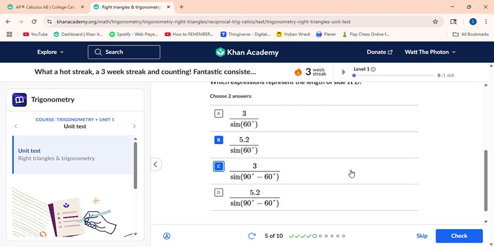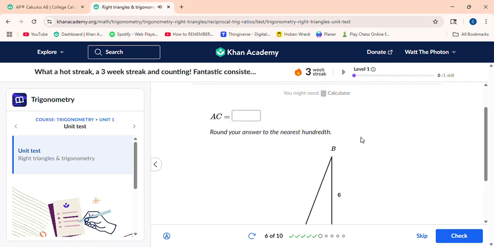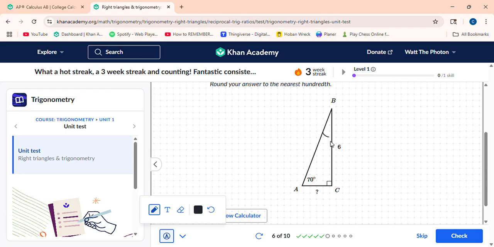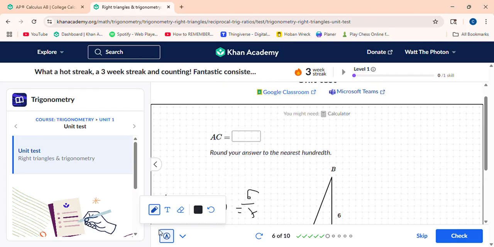And then 3 over sine of... AC is equal to what? Let's see, so this is 20. To find this, it's adjacent, so that's a tan of 70 is equal to 6 over x. So we have 6 over tan of 70 is equal to x. That's about 2.18.